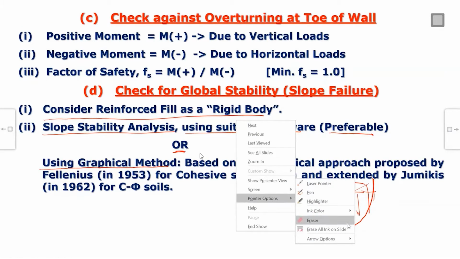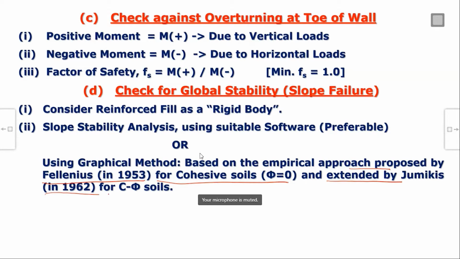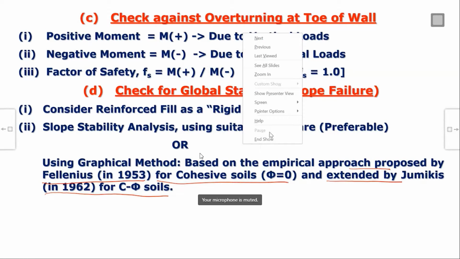You must use software. So this approach was given by Fellenius in 1953 for cohesionless soil, and it was extended by Jumikis in 1962 for C-phi soil. So we have to use the Fellenius approach extended by Jumikis.